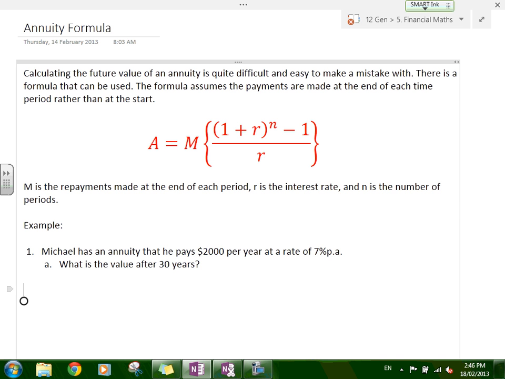The formula assumes, and this is important, that payments are made at the end of each time period, rather than at the beginning.